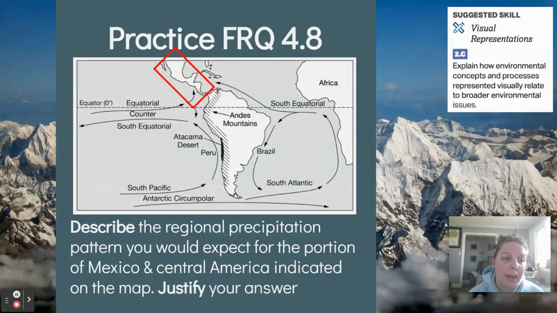So for our practice FRQ here, this is the general map. I'm going to show you a little bit more of a specific map in a second, but I want you to describe the regional precipitation pattern you would expect to see for the portion of Mexico and Central America that's indicated on the map, and to justify your answer.